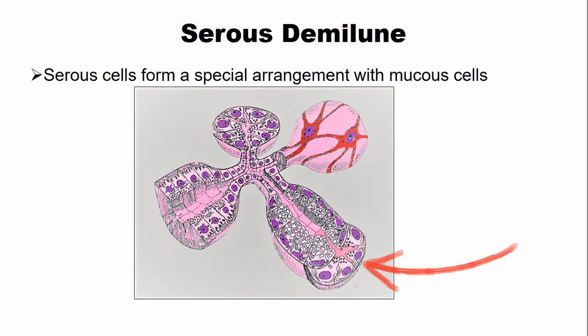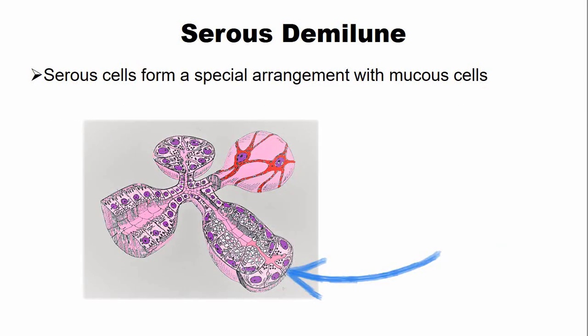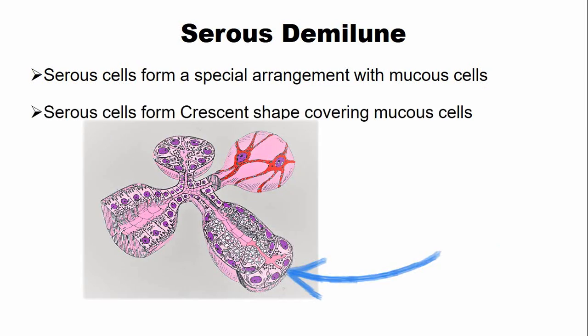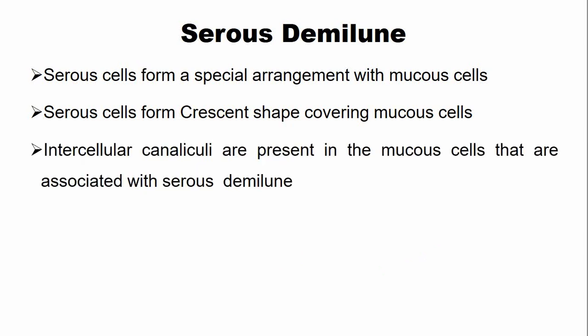So the serous demilune forms a special arrangement with the mucous cells. It forms a crescent shaped structure. So the serous cells will be covering mucous cells, as you can see in this picture. The intercellular canaliculi are present in the mucous cells that are associated with the serous demilune. Otherwise, in the mucous cells, there are no slit-like spaces present.